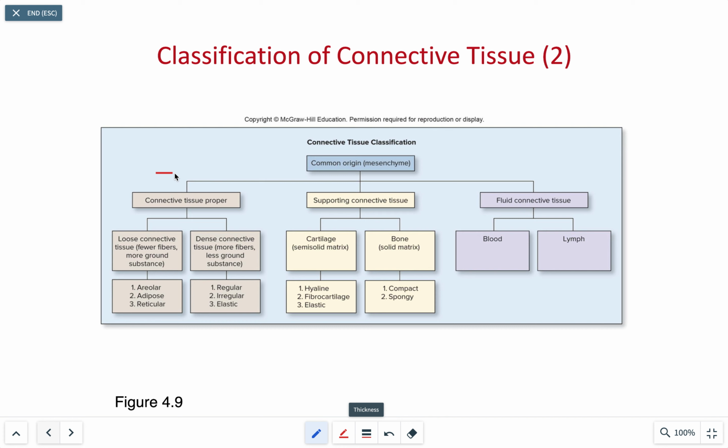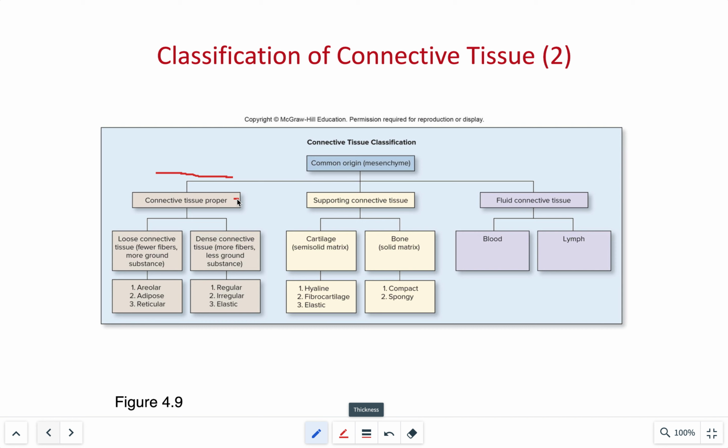Good morning. Today we'll be focusing on the classifications of connective tissues, and we will be looking specifically at the category of connective tissue proper. The first part that we'll discuss is the common origin of connective tissue, which comes from the mesenchyme, or an undifferentiated stem cell.